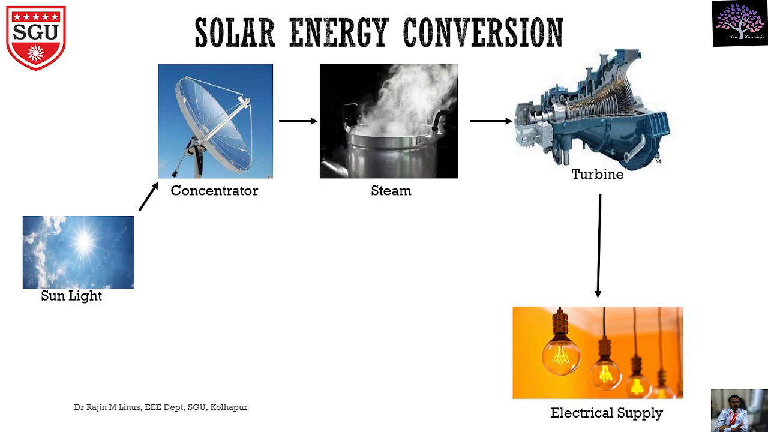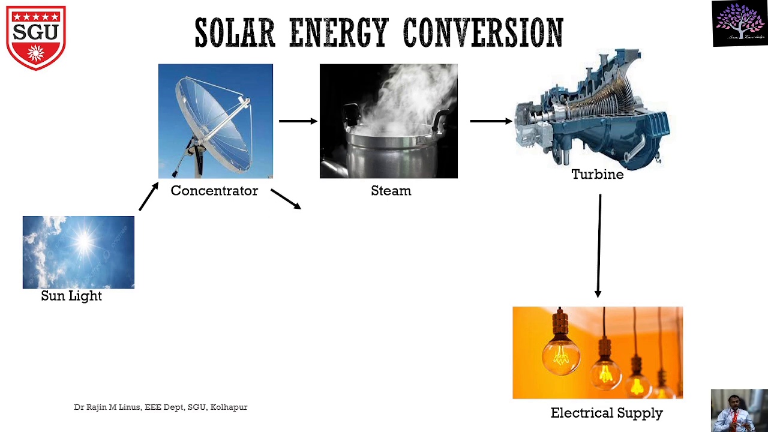So sunlight will be passed to the concentrator. The concentrator will focus all the sunlight on one place. Automatically heat will be generated. The heat energy will be used in the boiler to heat the water, so we will get the steam. That high pressure steam we will give to the turbine, so that will be converted into mechanical energy. Then the mechanical energy through the electrical generator will be converted into electrical energy, and we can get the electrical supply. This is one way of solar energy conversion.